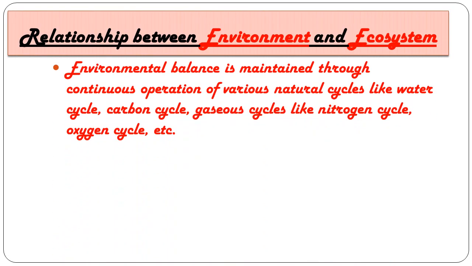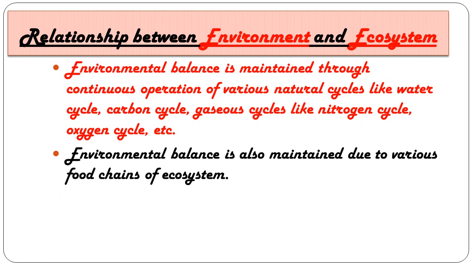Students, environmental balance is maintained through continuous operation of various natural cycles like the water cycle, carbon cycle, and gaseous cycles like the nitrogen cycle, oxygen cycle, etc. These cycles play an important role in maintaining the environment. Environmental balance is also maintained due to the various food chains of ecosystems. So natural cycles, ecosystems and food webs all play an important role in maintaining the environment.